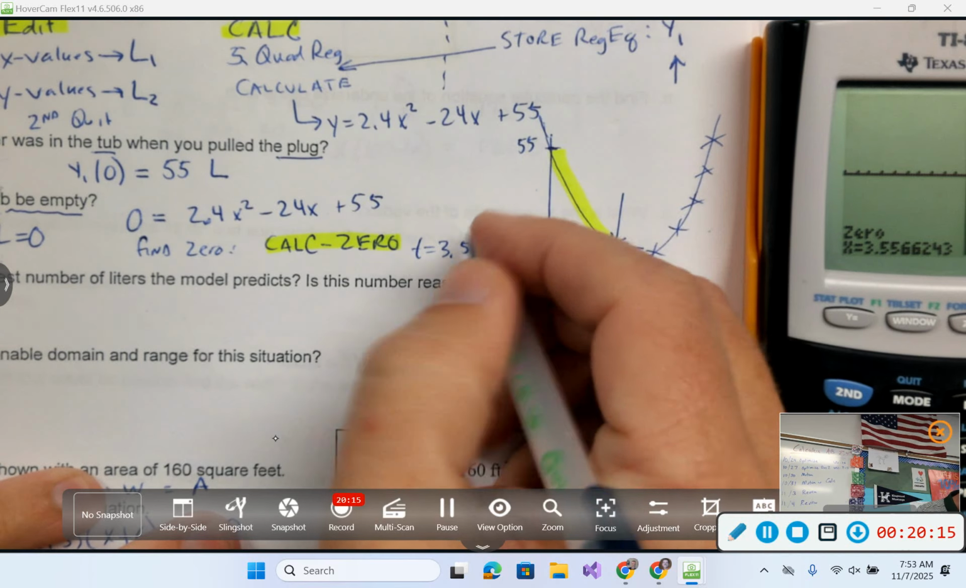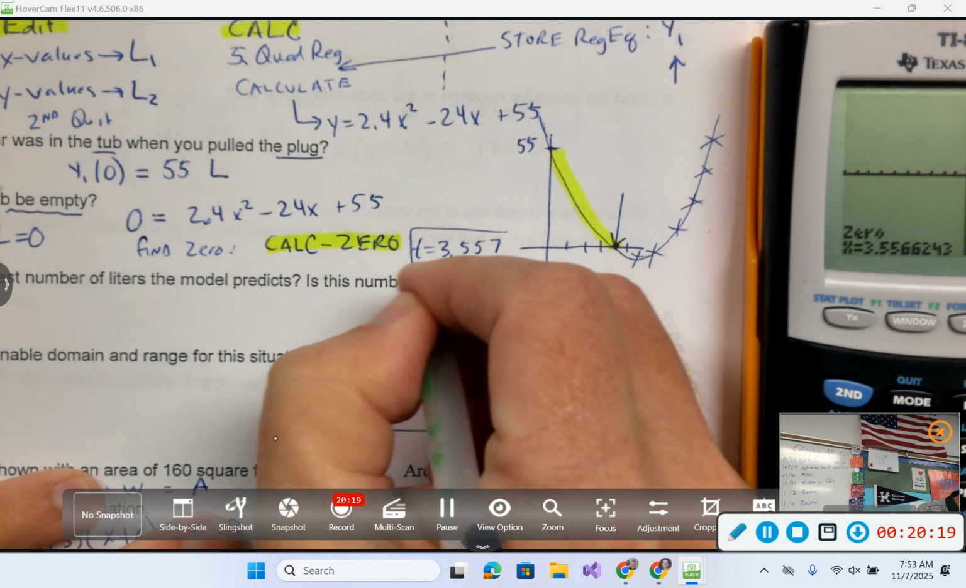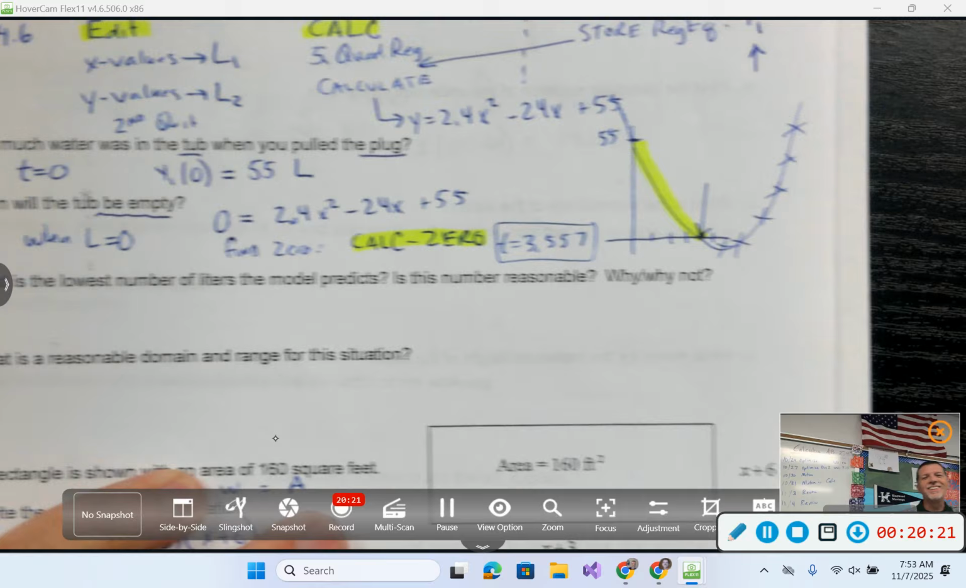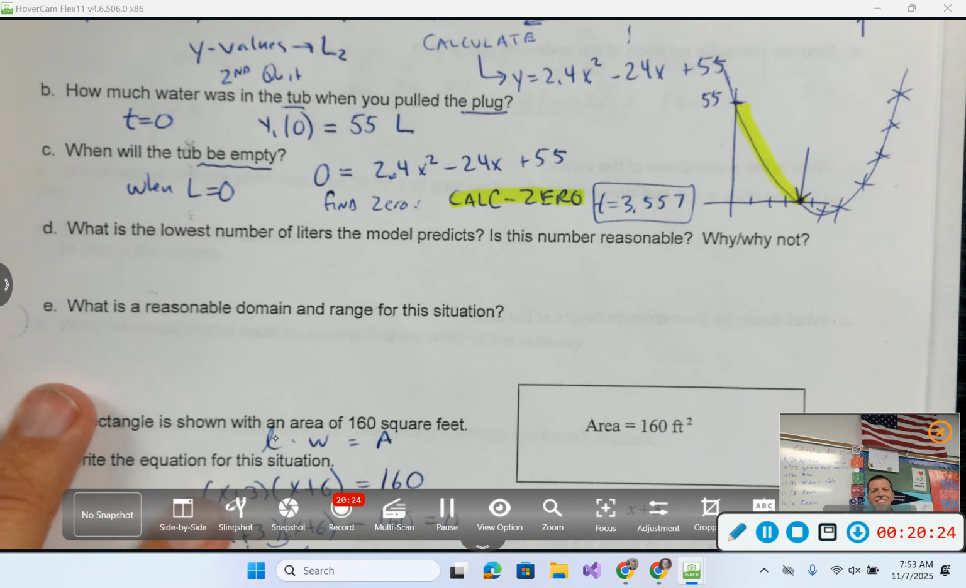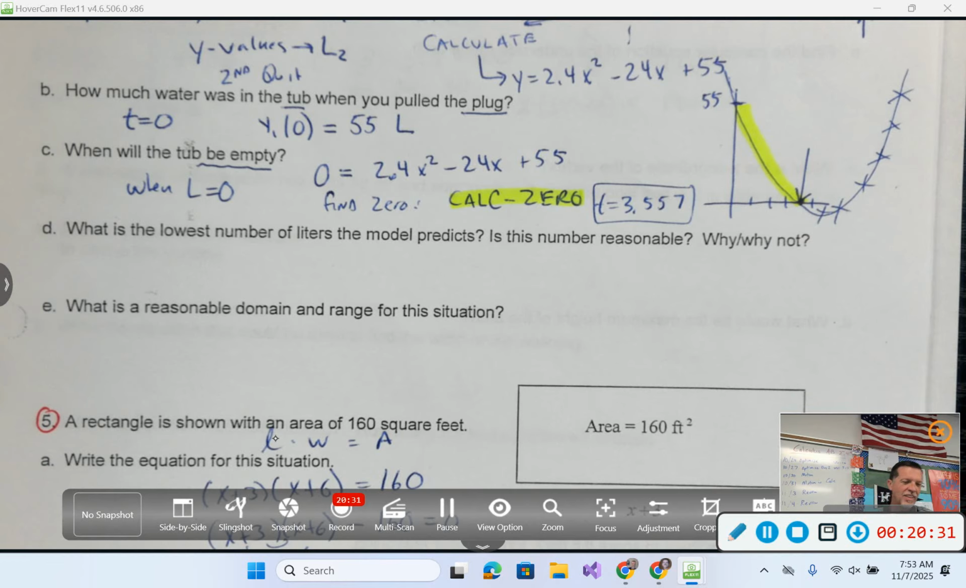3.557. You almost got your 3.67 there. Oh, I was so close too. Wait, can we just round up 5 or no? Well, you couldn't round that to 3.67. No, I was so close. You could round it to 3.6, I guess. Or 3.56. But not 3.67. Is it? Oh no, it's t. And it's t. I mean, your calculator is going to say x, but you know that the x variable is time.